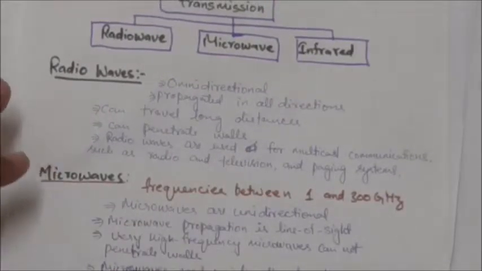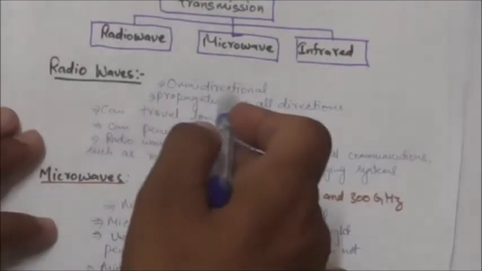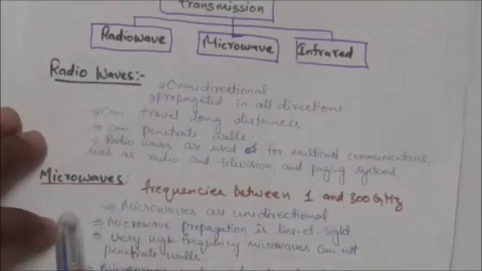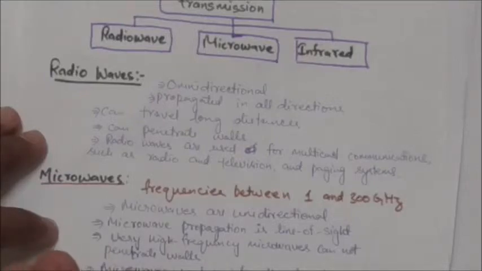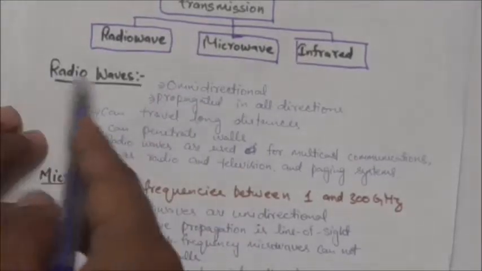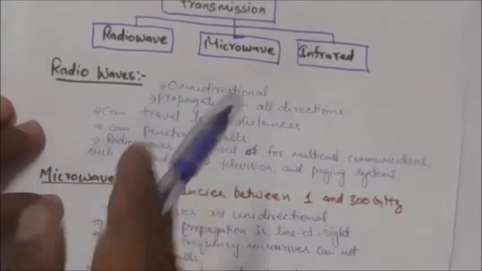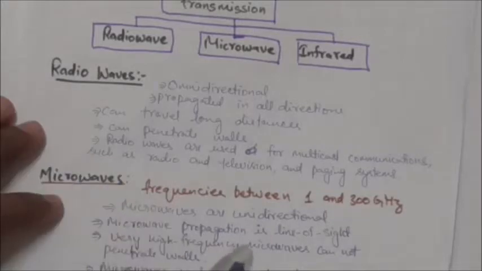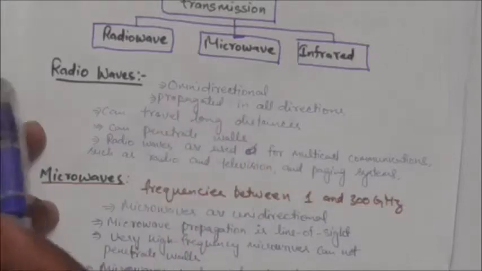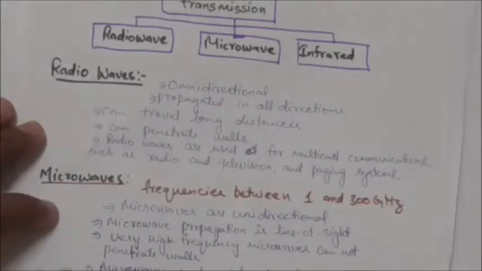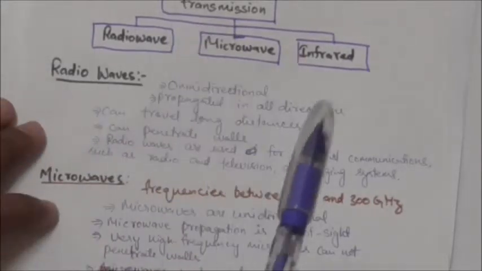Radio waves for the most part are omnidirectional. When an antenna transmits radio waves, they are propagated in all directions. Radio waves, particularly those waves that propagate in the sky mode, can travel long distances. Radio waves, particularly those of low and medium frequencies, can penetrate walls. Radio waves use omnidirectional antennas, which send out signals in all directions. Radio waves are used for multicast communications such as radio and television and paging systems.